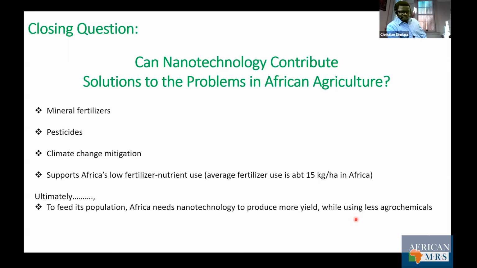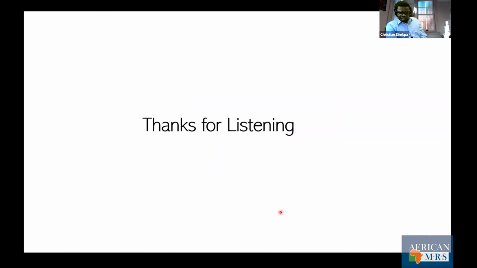On top of that, nanotechnology will support African countries that use low fertilizer rates. On average, Africa uses about 15 kilograms of nitrogen per hectare, compared to places like China and the US, where they use over 100 kilograms per hectare. So by using nanotech, it may allow us to continue using low rates of fertilizer, but we use them more efficiently. All of this will help us to feed our population while using less agrochemicals such as fertilizers. Thank you very much.